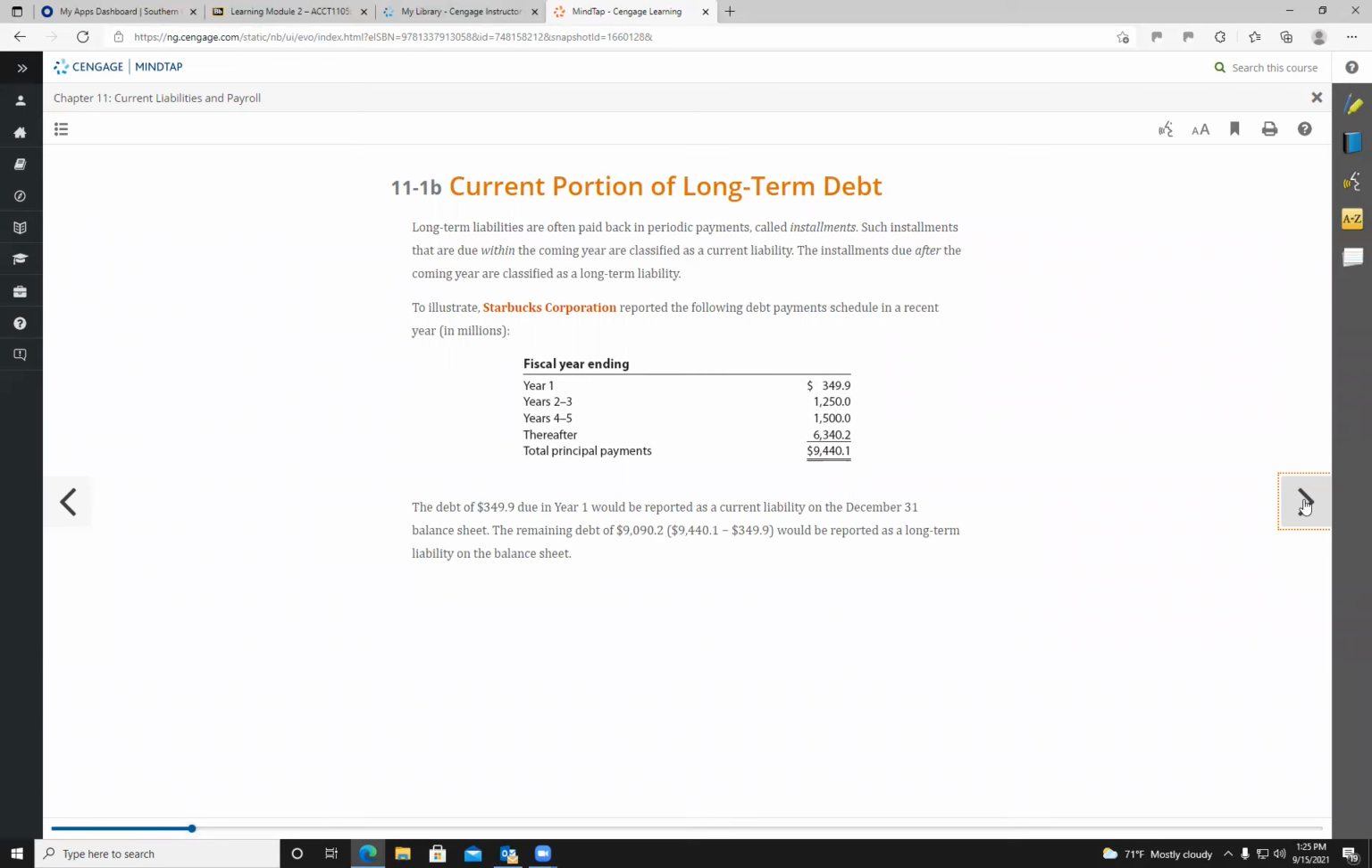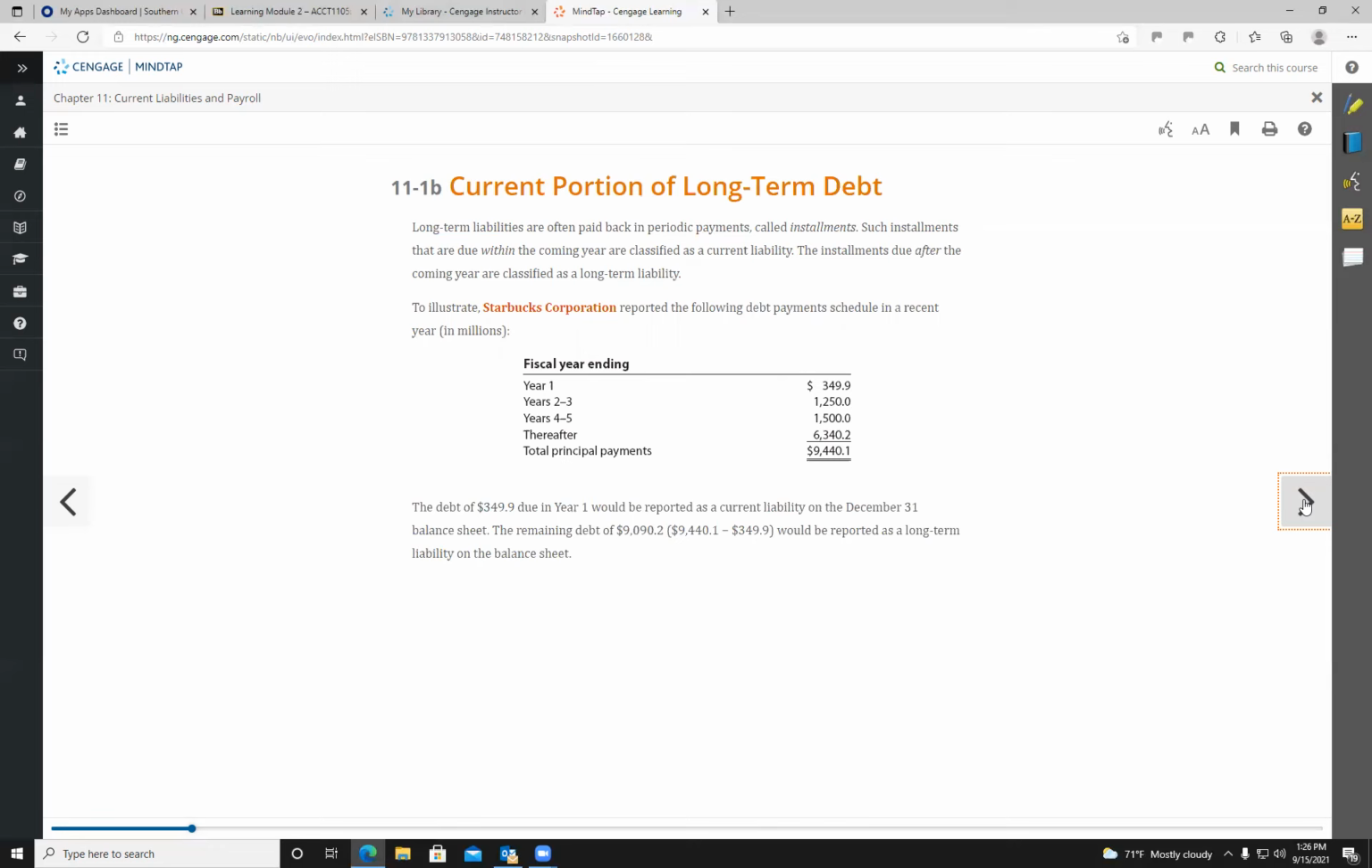Now we're going to jump into what we call the current portion of long-term debt. Long-term liabilities means that they are usually paid with installments over a long period of time, and that usually means more than 1 year. Such installments that are due within the coming year are classified as a current liability. The installments due after the coming year are classified as long-term liability.